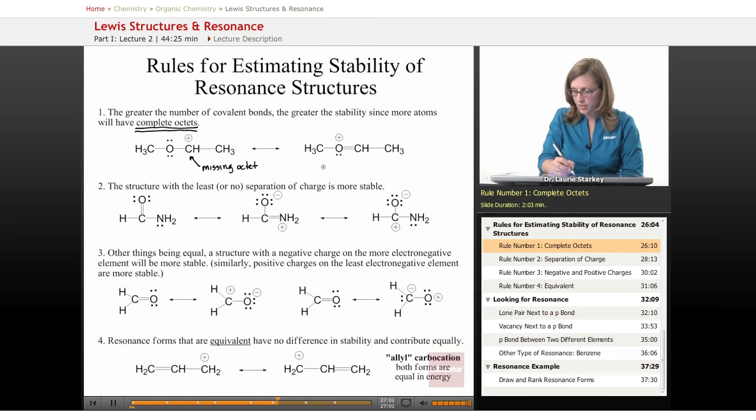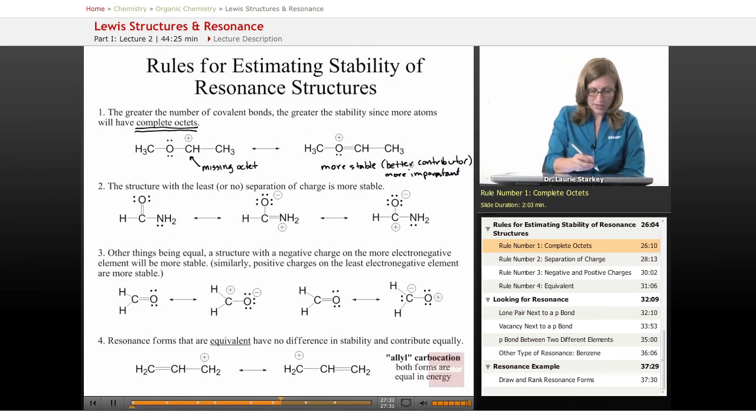So this is more important. This is more stable. We also describe it as being a better contributor. So what does the actual hybrid look like? The actual hybrid looks more like this structure on the right because it is the more stable structure, it is the better contributor. It's more important than the first. Because this is missing an octet, this is less important.